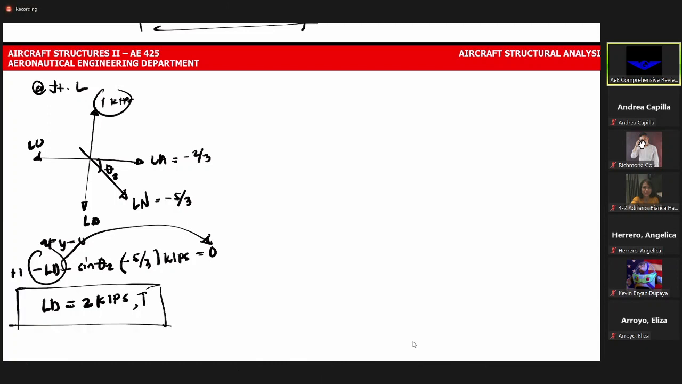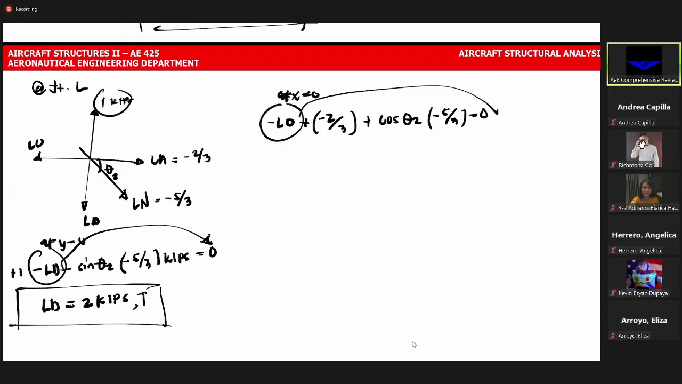Yan yung LD natin. Summation forces X is equal to 0, negative LO, positive LA, kaso nga lang, that is negative 2/3. And then, positive cosine theta sub 2 na negative 5/3 is equal to 0. Transpose natin to sa kabila. LO is equal to negative 2 kips tension. Okay? Question?